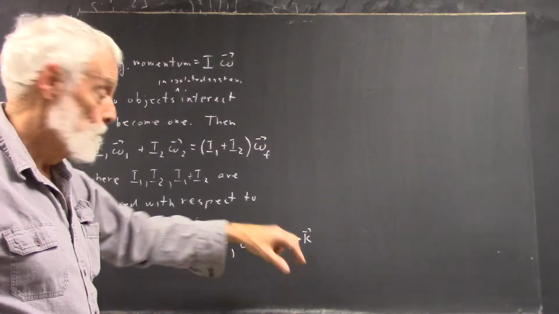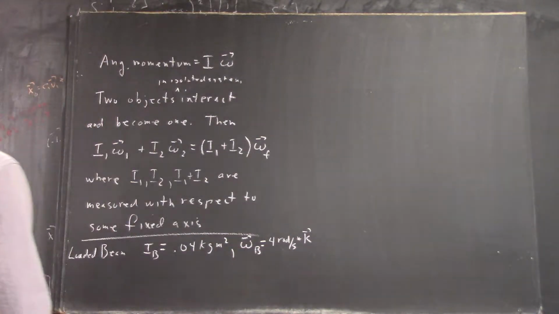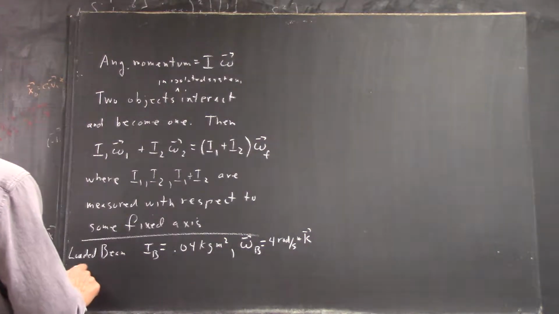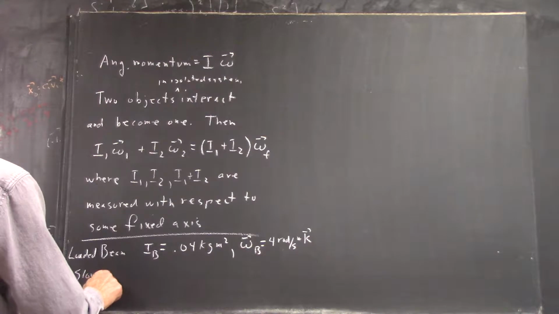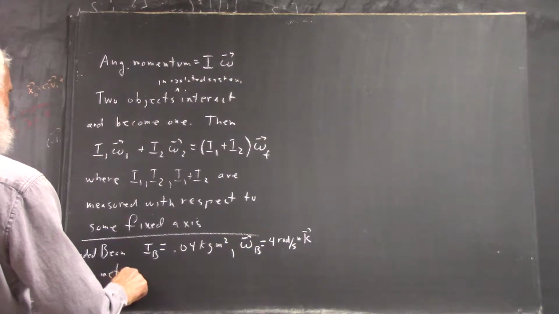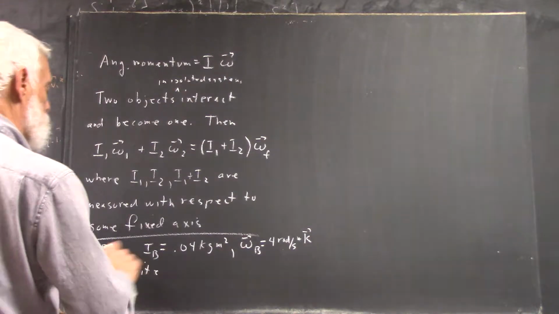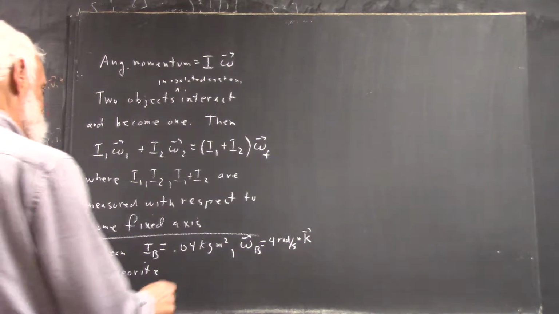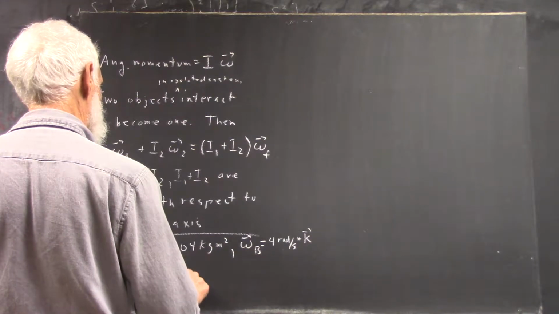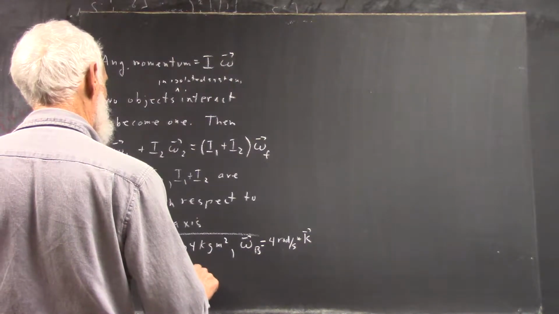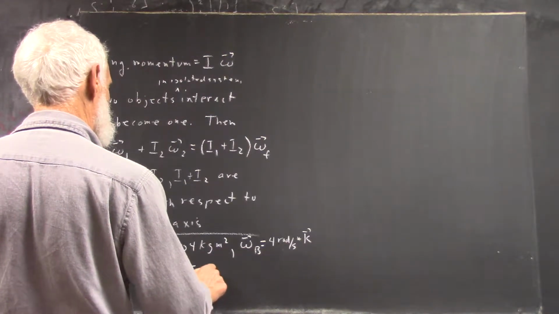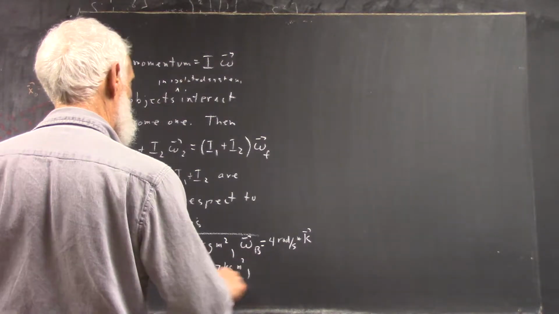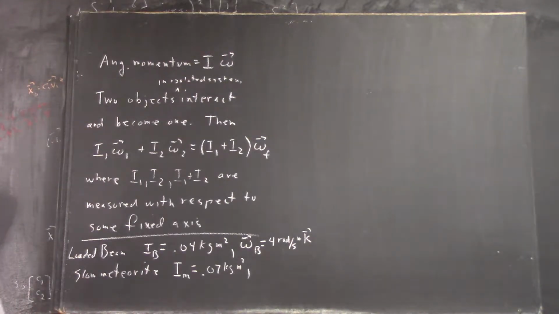That's the beam. Now, along comes a slow meteorite. Okay? With a moment of inertia of 0.07 kilogram meter squared. Okay?